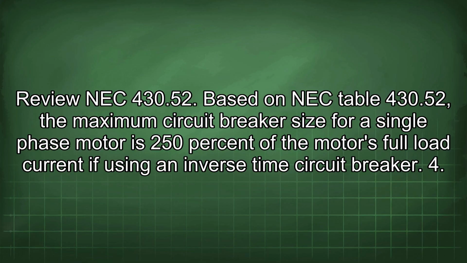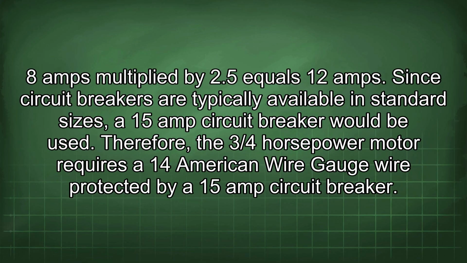Based on NEC table 430.52, the maximum circuit breaker size for a single-phase motor is 250% of the motor's full load current if using an inverse time circuit breaker. 8 amps multiplied by 2.5 equals 12 amps. Since circuit breakers are typically available in standard sizes, a 15 amp circuit breaker would be used. Therefore, the 3/4 horsepower motor requires a 14 American wire gauge wire protected by a 15 amp circuit breaker.